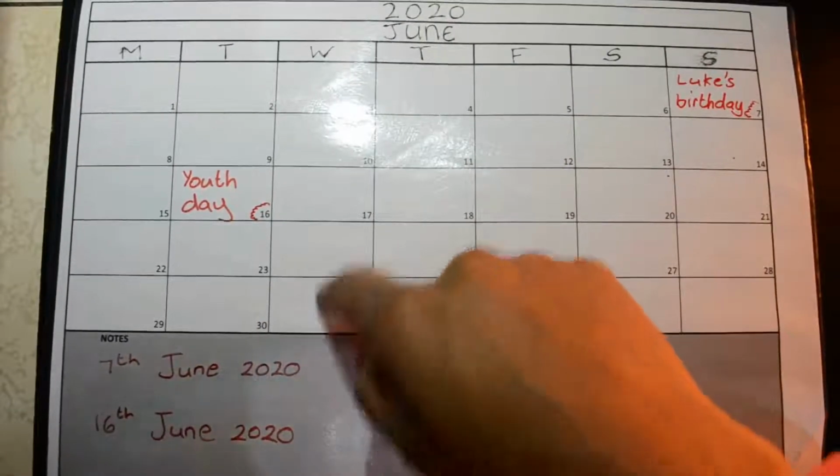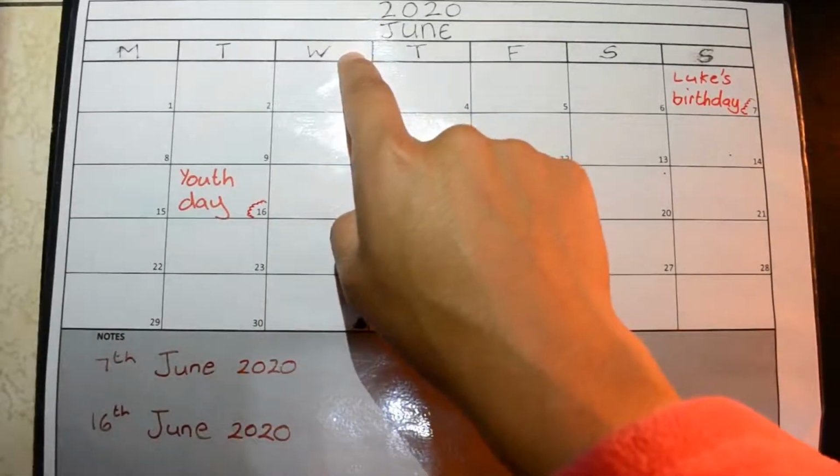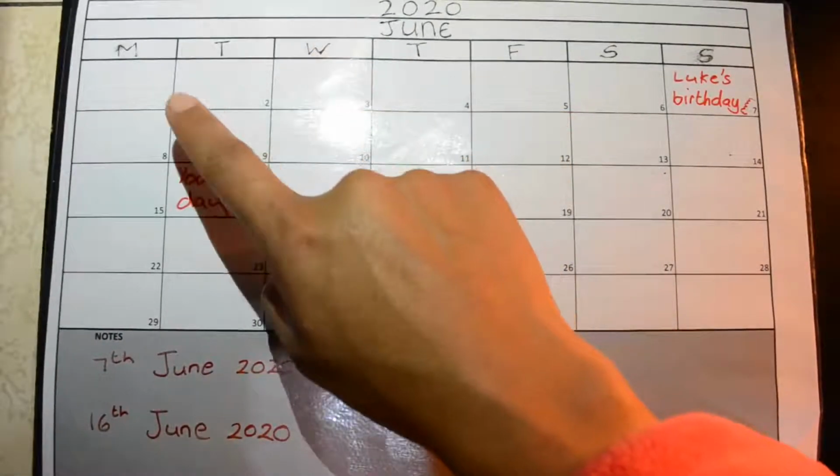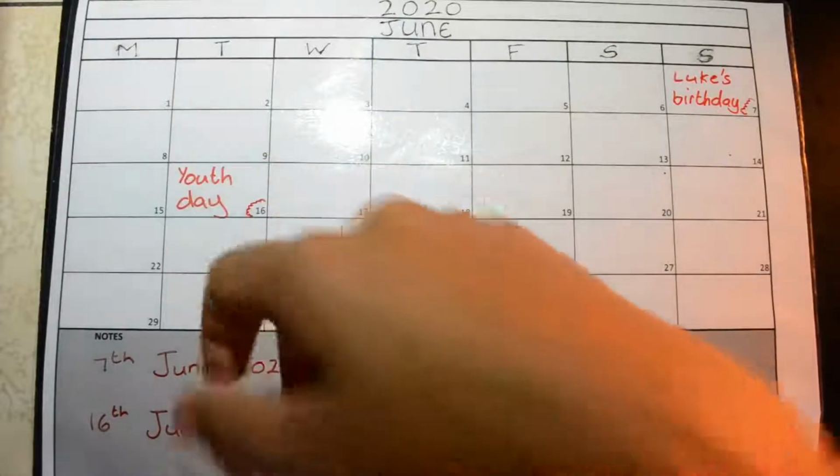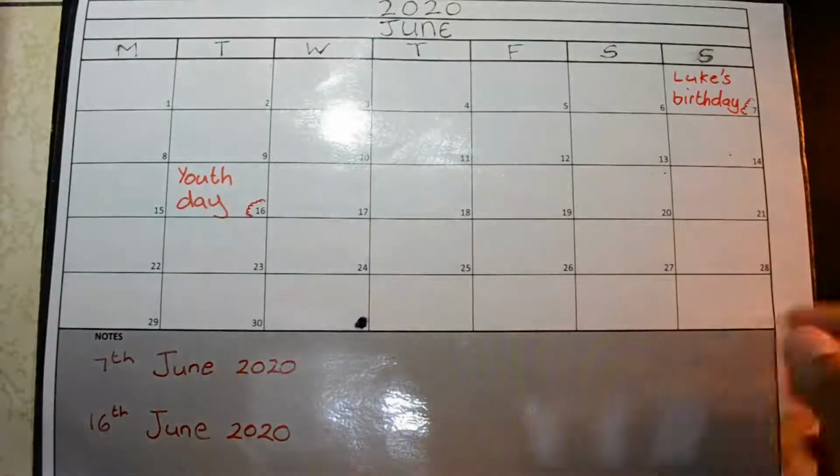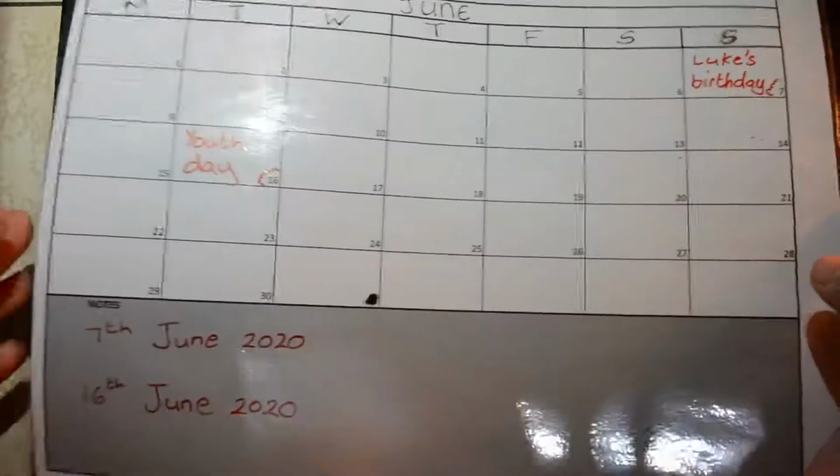And which day is that? It's on a Wednesday. Okay, so not every day starts on a Monday or Tuesday. It's on different days. That's what you need to remember and know.